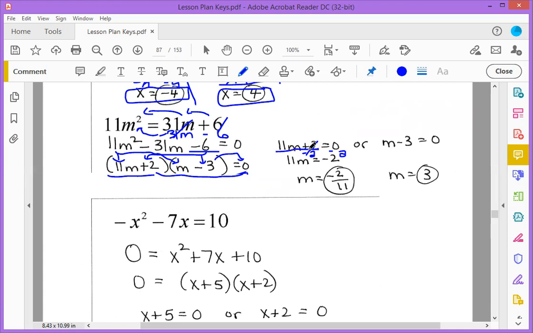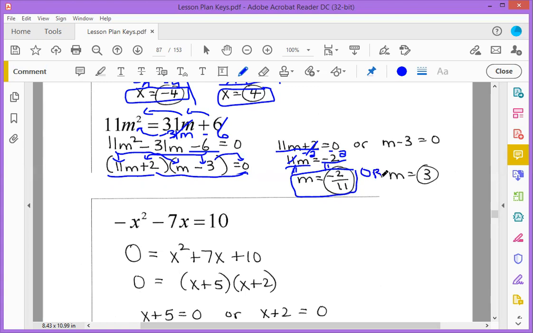And when we do that, the 2's are going to cancel on the left side, leaving us with 11m. And on the right side, 0 minus 2 gives us negative 2. Then we're going to divide both sides of this equation by 11. The 11's are going to cancel on the left side, leaving m. And on the right side, we have negative 2 11ths.